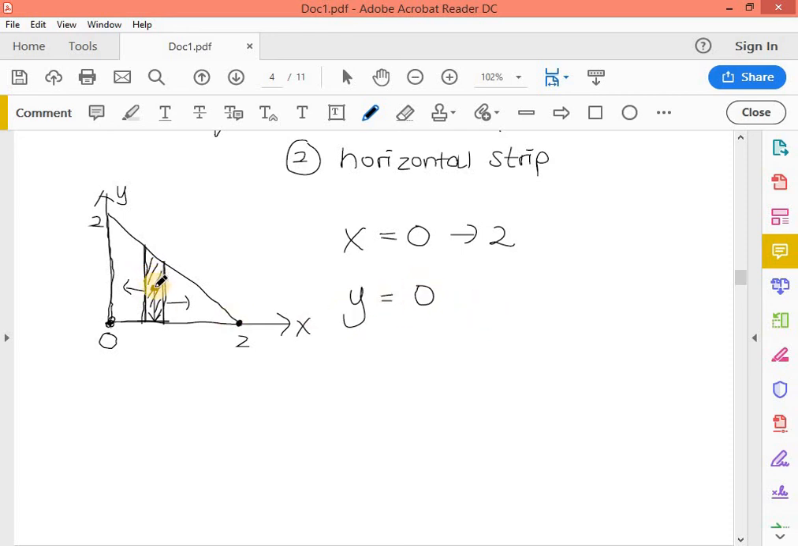Yes. If you look up, what will you see? You will see this line. Do you agree? What is the equation of this line? x plus y equals to 2. Just now I said my y, when I look down, is 0, right? If I look up, I will find my y will be equal to 2 minus x.